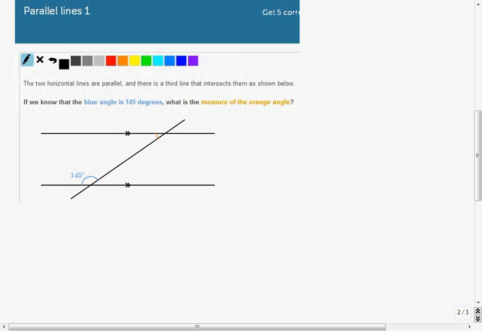In the parallel lines 1 exercise, we are told that the two horizontal lines are parallel and there's a third line that intersects them as shown below. If we know that the blue angle is 145 degrees, what is the measure of the orange angle? Well, let's draw our sketch of parallel lines cut by a transversal.